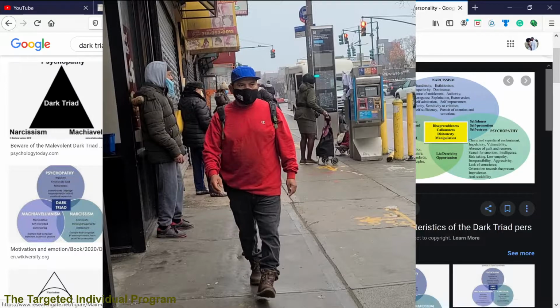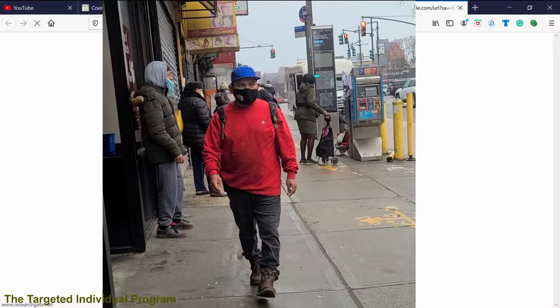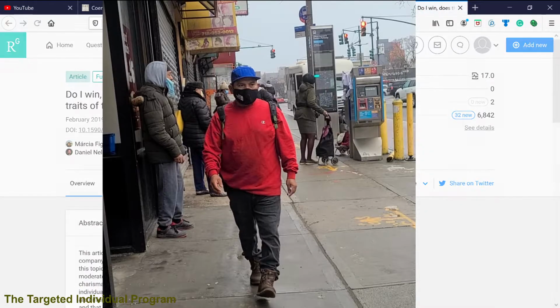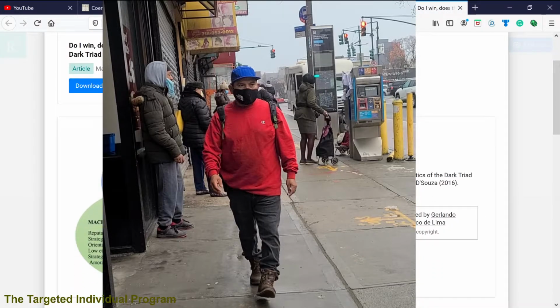Let's go here, so you guys can get a better picture, a better idea of the trait. Do I win? Does the company win? Or do we both win? Moderate traits of the dark triad and profit maximization.